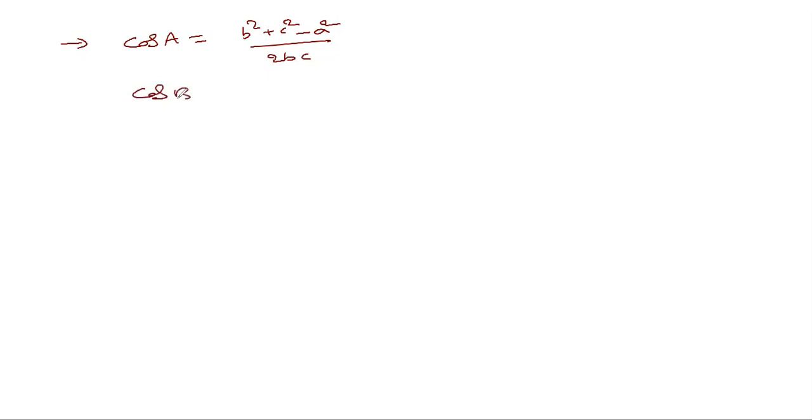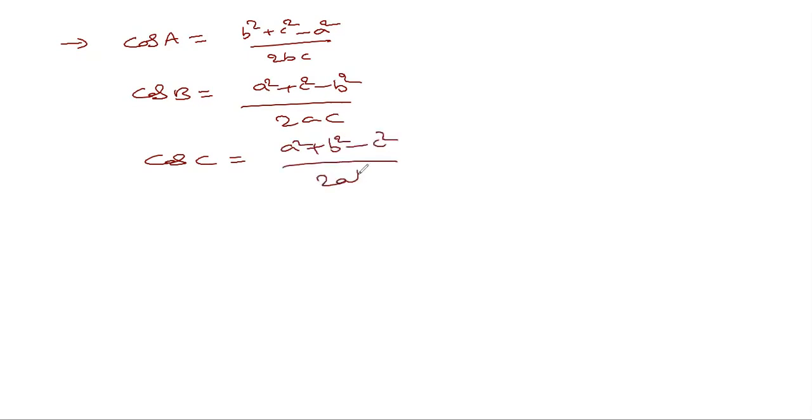Cos B, if you see, it is a square plus c square minus b square divided by 2ac. Cos C, according to cosine rule, it is a square plus b square minus c square divided by 2ab. This is cosine rule. Let us discuss about some note points.